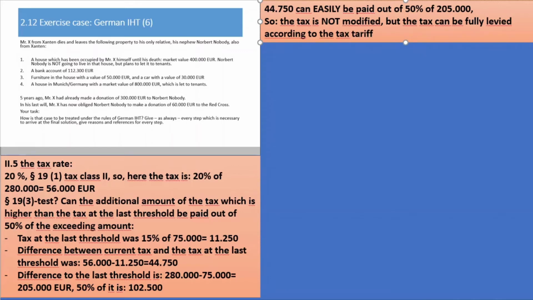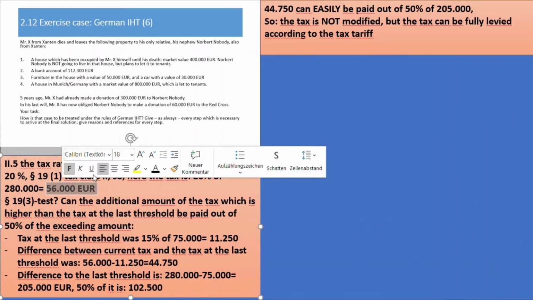By the way, that was common sense because the last threshold had been exceeded by an enormous amount, and the next end of a bracket was already coming near. So that was to be foreseen. Good, so the tax remains unmodified. It is 56,000.